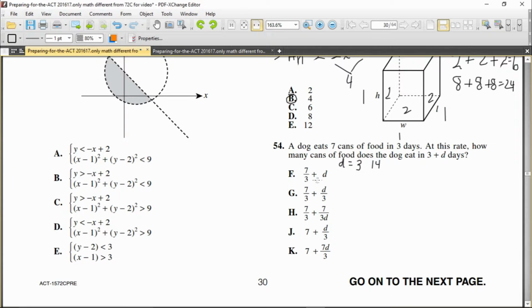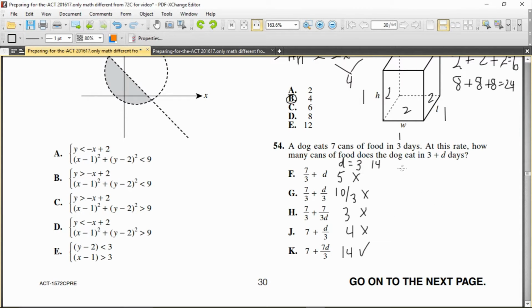7/3 is around 2 and change plus 3. It's only 5-ish, so that's too small. 7/3 plus 3/3 is 10/3, not equal to 14. Again, too small. 7/3 plus 7/3D, which is 7/9, 2-ish plus something less than 1 is only going to be 3-ish, too small. 7 plus D/3, 3/3 is 1, that's 4, too small. 7 plus 7D/3, 7D is 21/3 is 7, that's 14. That is the correct answer.